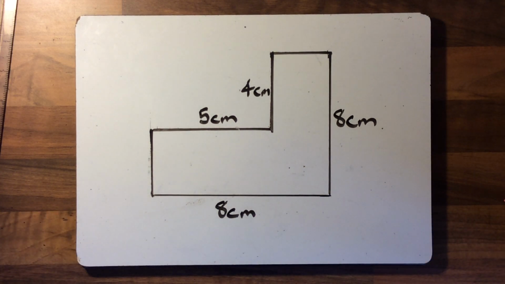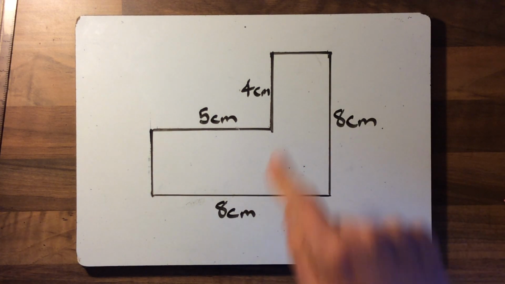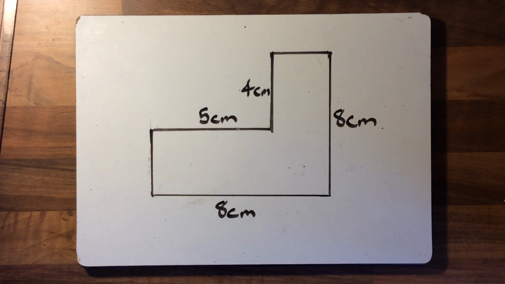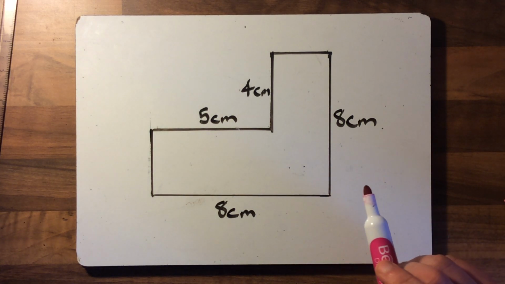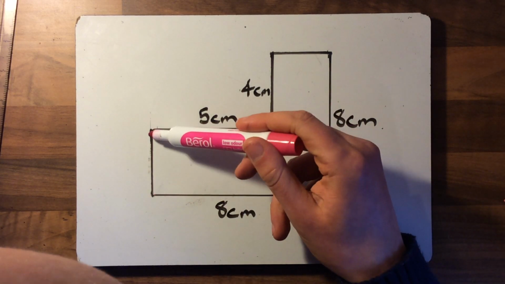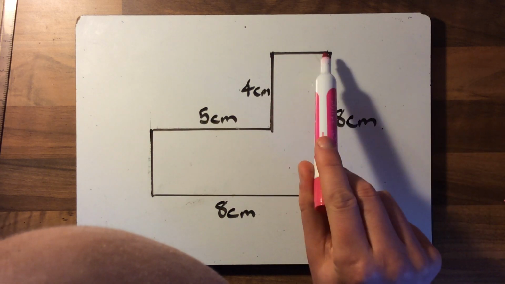So it's a similar type shape, except the point is on the other side this time. So we're going to find the perimeter and the area again. First of all, I will help you to find the missing sides. We can see we've got a side missing here, and we've got a side missing at the top.